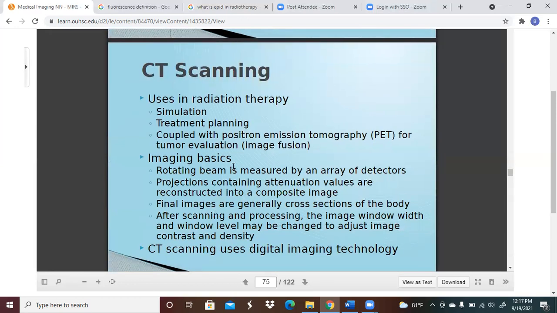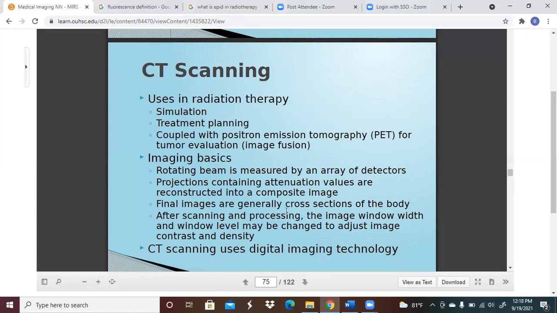So for CT scanning, this is more of what you're going to see in today's clinic. You use it for simulating, which obviously is then going to be used for treatment planning. And you can couple that with PET in order to evaluate the tumor. The imaging basics: you've got a rotating beam that's measured by an array of detectors. You've got projections containing attenuation values, and they're reconstructed into a composite image.